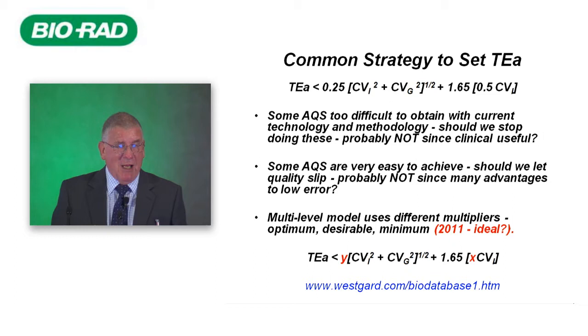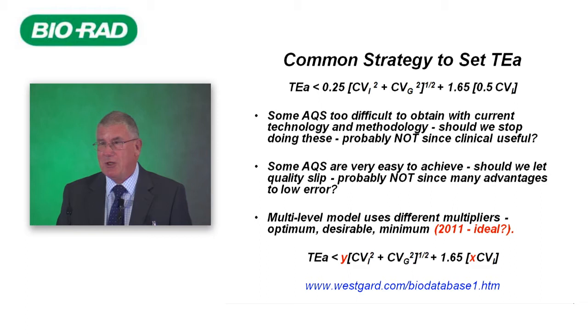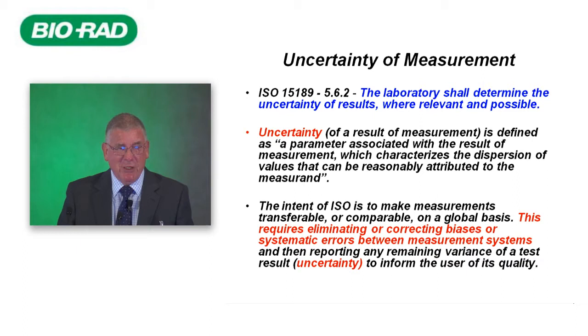And of course, we can have multi-levels, and there's a multi-level model which uses different multipliers: optimum, desirable, minimum. And at our 2011 convention, as you'll see in the preprint, which is in your packs, we suggested that there might be an ideal, a fourth level of analytical quality specifications based upon biology. So let's now turn to the more interesting, perhaps, uncertainty of measurement.